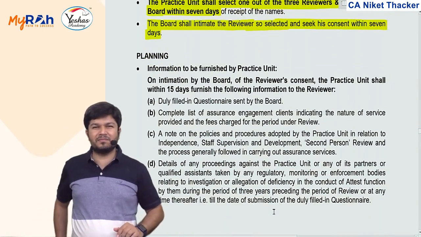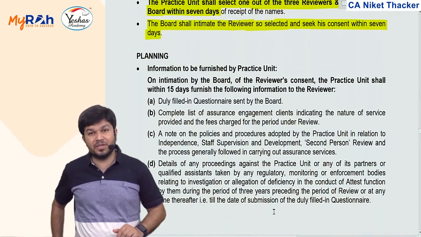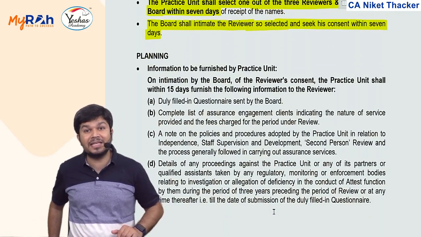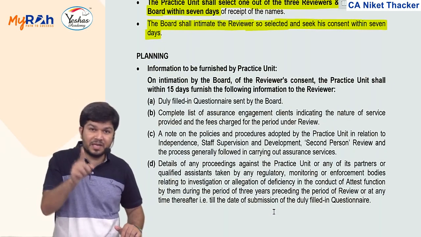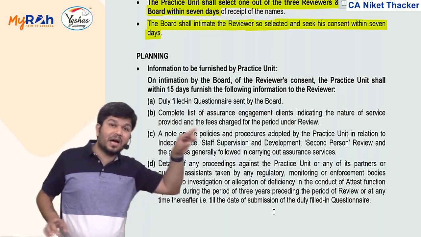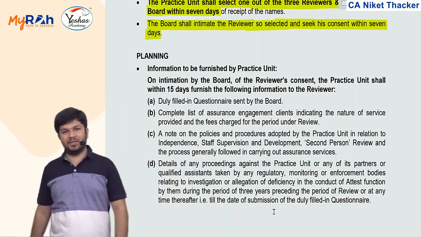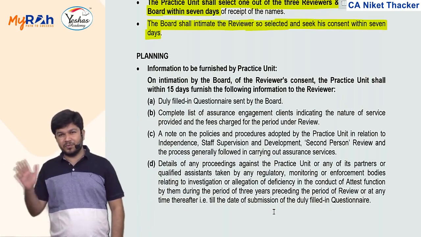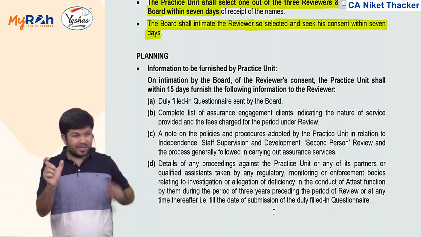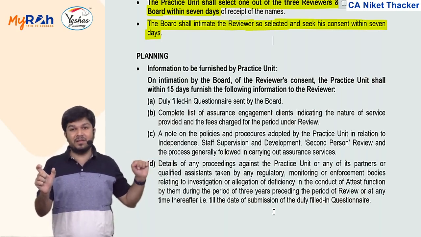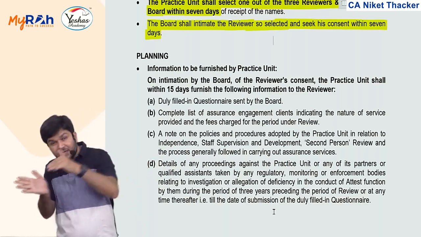Now sir, what if the reviewer says no? If the reviewer says no, again another 3 names are given to the PU. Again the PU selects, and again the board will ask the selected reviewer. So it is possible the PU selected a name, but the reviewer is currently unavailable. The board will give again another 3 names.